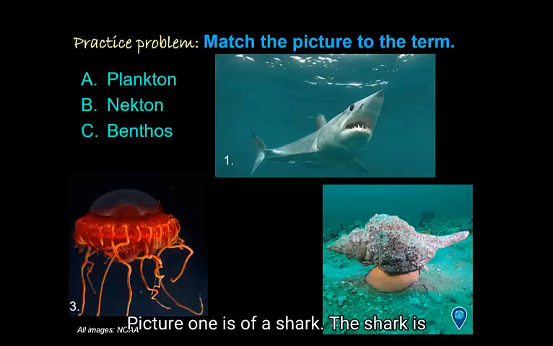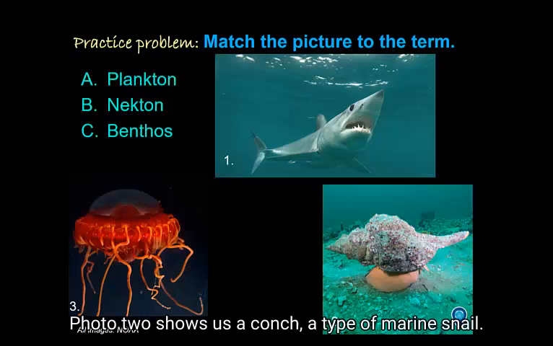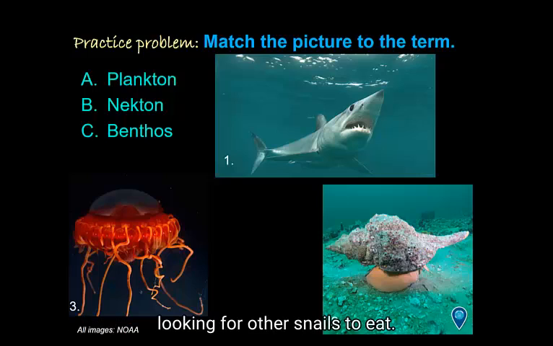Picture 1 is of a shark. The shark is a strong swimmer that spends most of its time in the water column, so it is a member of the nekton, B. Photo 2 shows us a conch, a type of marine snail. It crawls around the seafloor looking for other snails to eat. So it is a member of the benthos, C. And figure 3 shows us a jellyfish, which floats with the currents. So it is a member of the plankton, A.